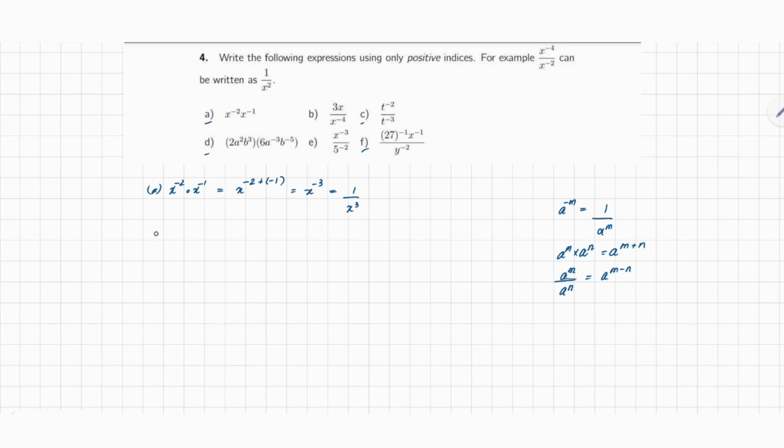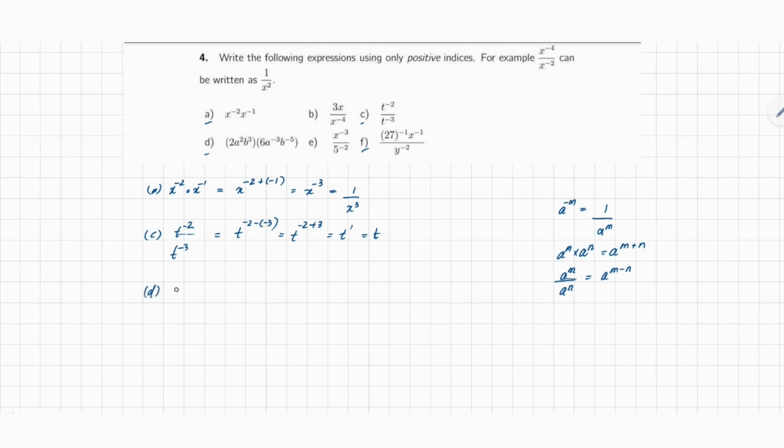For the next question, we have t to the power minus 2 over t to the power minus 3. We can simplify this using the third law or the third formula. Here the bases are the same, which is t, and we have minus 2 minus minus 3, or minus 2 plus 3, and that gives us t to the power 1, or t.